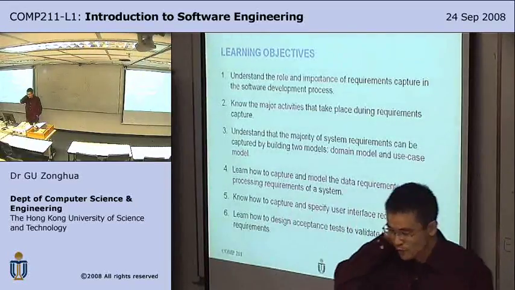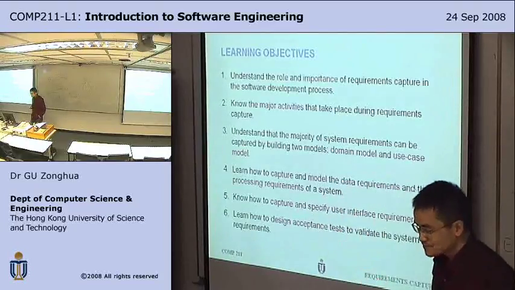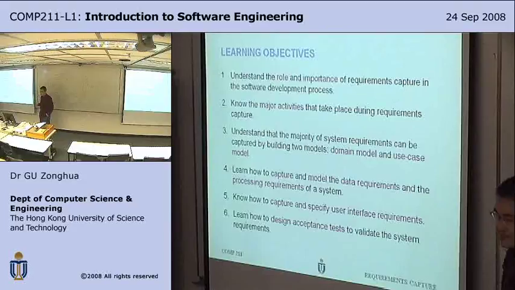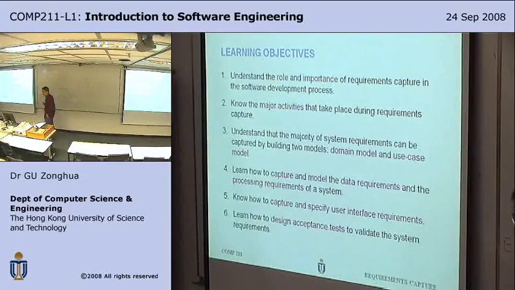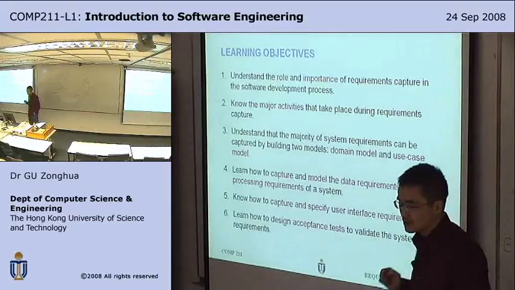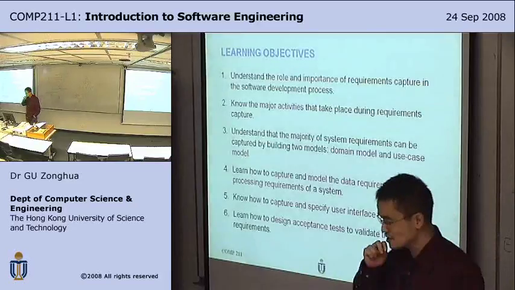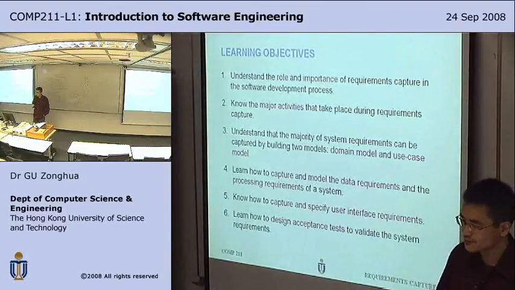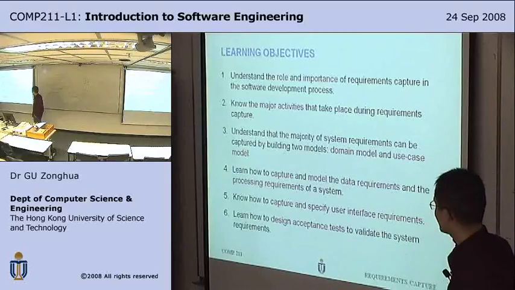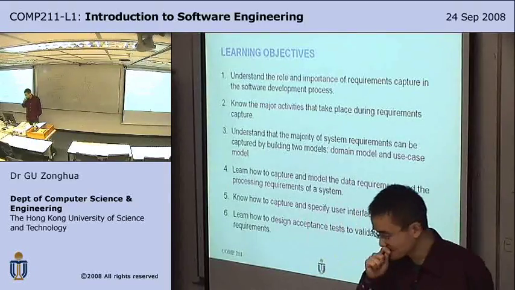Understand the role and importance of requirements capture, the major activities, and at the end of the requirements, we produce a document containing two models. One is domain model, one is a use case model. Domain model describes essentially the database. Use case model describes the use cases, as we discussed earlier. Capture the data requirements and the processing requirements of a system. So data requirements are the domain captured in the domain model. Processing requirements are captured in the use case model.